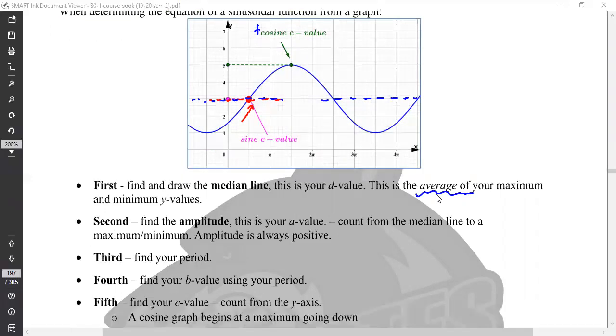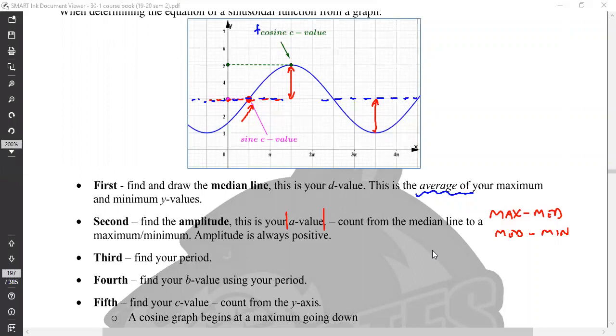Second, your amplitude. Amplitude is your A value. Technically, amplitude is the absolute value of your A value, because if A is negative, your amplitude is still just a positive amount. It's a measure of how tall half the height of the wave is. So the distance between your median and your maximum, or your median and your minimum, is your amplitude. That means if we're going to make some formulas for this, max minus median, or median minus minimum.